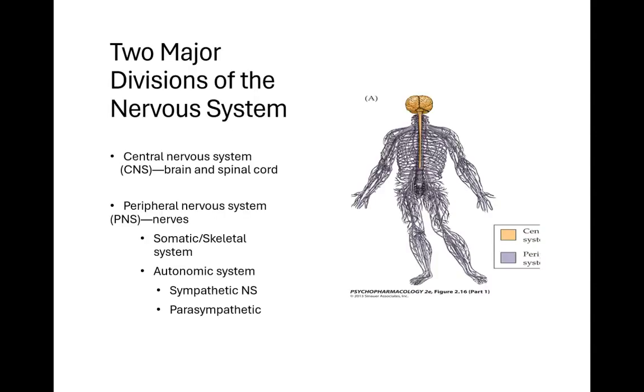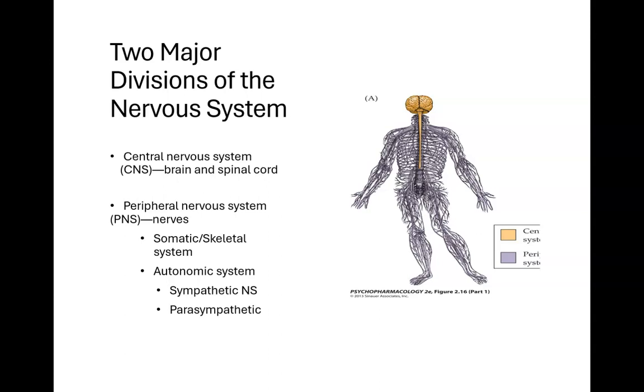So there are two major divisions of the nervous system which are mapped for you here. The central nervous system is marked in peach. The peripheral nervous system is marked in lavender. The central nervous system is basically made up of the brain and the spinal cord, as you can see right here. And you know that it's the central nervous system because this is protected by bones.